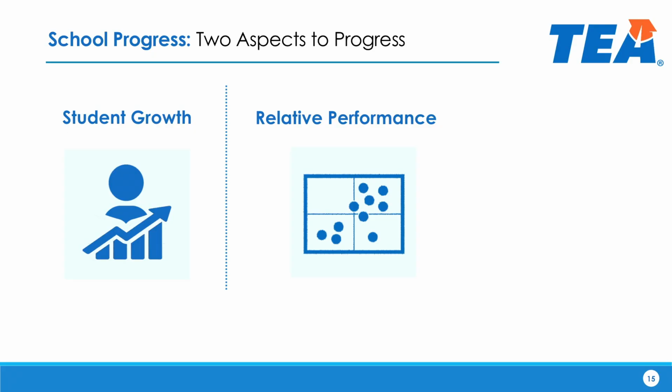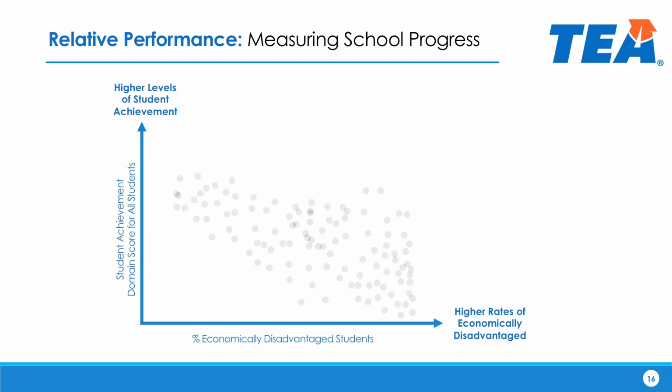The other part is relative performance. So what TEA is going to do is look at all campuses in the state, like all elementaries and all middle schools, and they're going to scatter plot out performance. So if you look on the left-hand side axis, that would be student achievement or domain 1 overall performance on STAAR. And at the bottom, that would be the percentage of economically disadvantaged students at maybe all the elementaries or all the middle schools. So they'll scatter plot out all campuses.